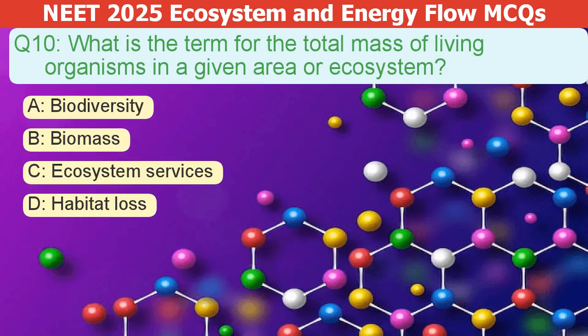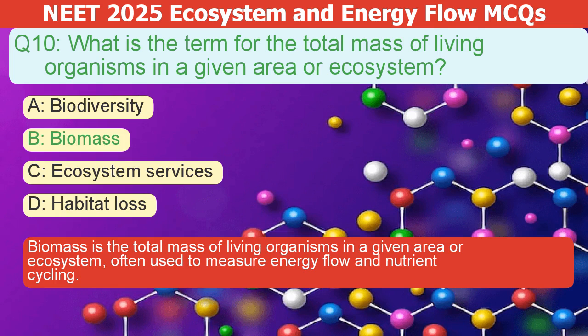What is the term for the total mass of living organisms in a given area or ecosystem? A. Biodiversity. B. Biomass. C. Ecosystem services. D. Habitat loss. The correct answer is B. Biomass is the total mass of living organisms in a given area or ecosystem, often used to measure energy flow and nutrient cycling.